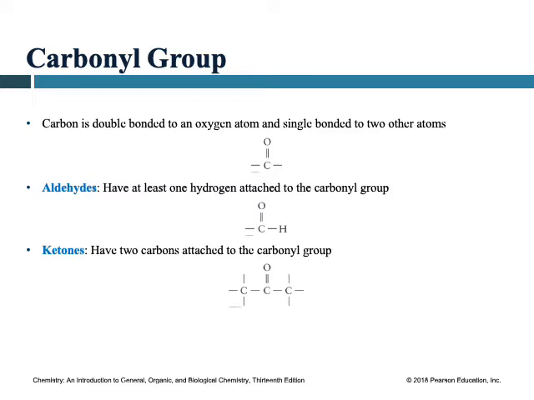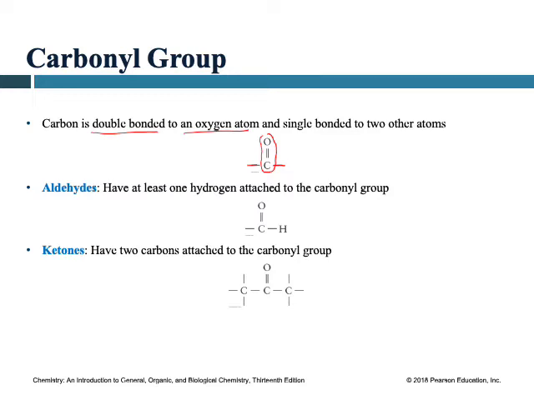So what is carbonyl group? Carbonyl group is a carbon that is double bonded to an oxygen atom. If you can see over here, you have a carbon atom that is double bonded to the oxygen atom, and then you have one single bond across the carbon. So we're gonna see how this carbonyl group is different in aldehyde and ketone.